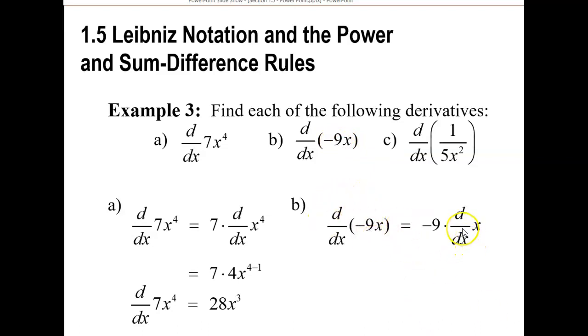Bring out the negative 9, then just differentiate x. Again, this power is a 1, so the 1 would come down to the front. The new power would be 1 minus 1. 1 minus 1 is 0. X to the 0 is 1 times negative 9 is simply negative 9. So again, for any x to the power of 1, its derivative is just the coefficient.